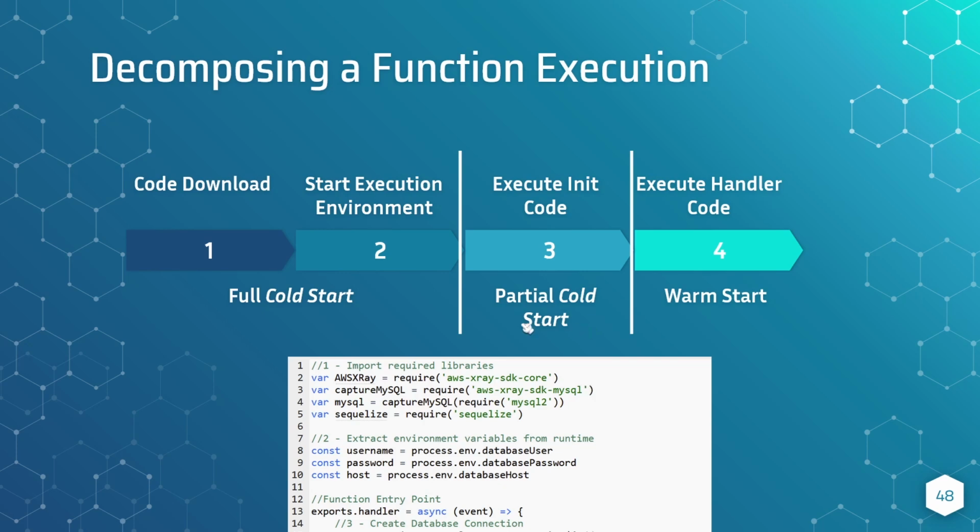So there is a scenario here where Lambda will keep a container that has your code already loaded on it. It'll keep your execution environment already established. Therefore, the only thing that we need to really do is go ahead and execute the initialization code and then execute the handler code. If we're in that scenario, then that's what's called a cold start or a partial cold start. So not a full cold start, but a partial cold start.